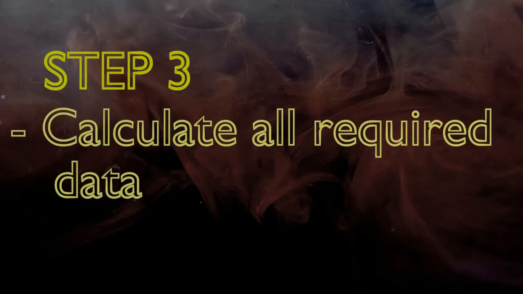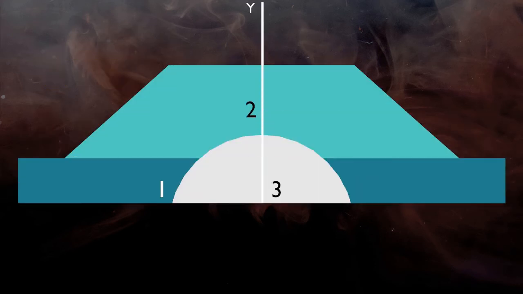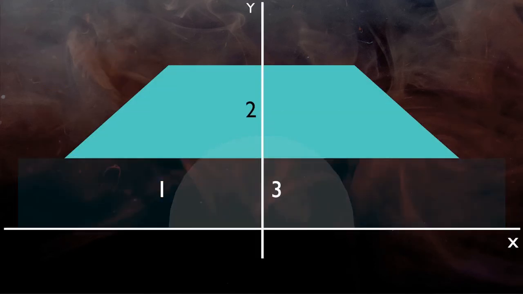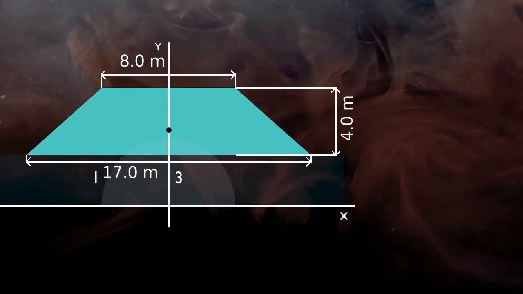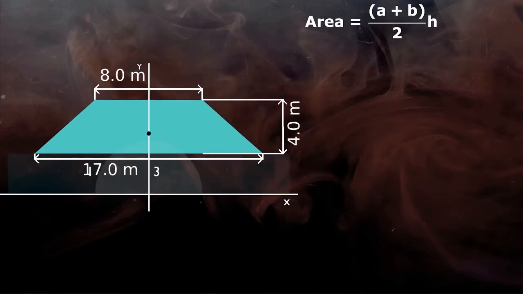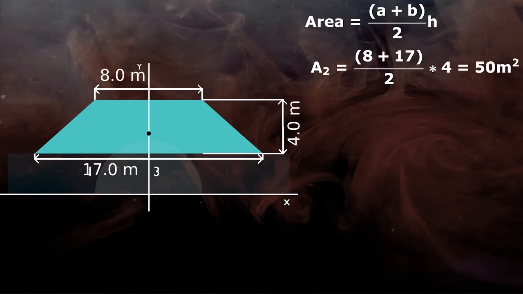We will repeat step number 3 for trapezoid. So first we will highlight trapezoid and locate centroid and dimensions. Now area of a trapezoid is (A plus B) by 2 into h. Here the shorter side A is equal to 8 meter, longer side B is equal to 17 and height h is equal to 4 meter. Put all the values in equation and we get area A2 is equal to 50 meter square.